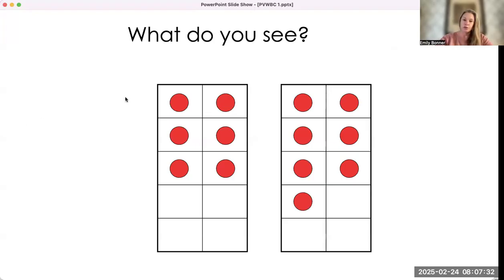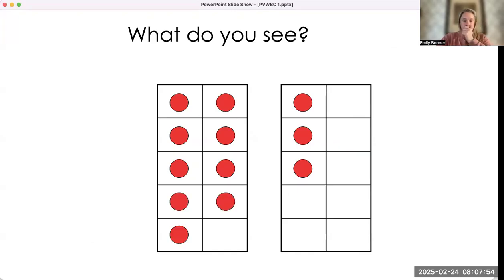Okay, so really what I'm going for here is the strategy of doubles plus one, right? So I can think of doubles, double sixes plus one more. Okay, so thinking in terms of strategy, I want you to look at the next one and think about the same thing. What strategy would you use? Okay, so this one lends itself more to making a 10, right? So I could take one of these from the 3 and put it here and make it 10 and then know that I have 2 more left over.